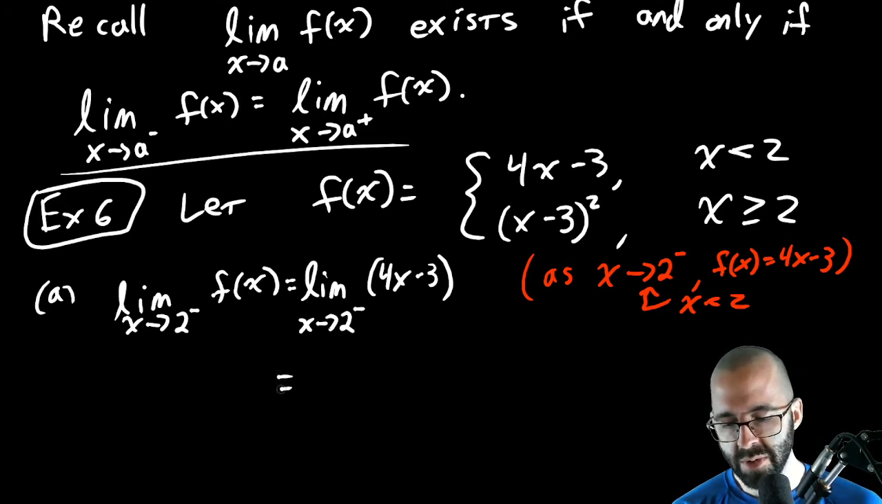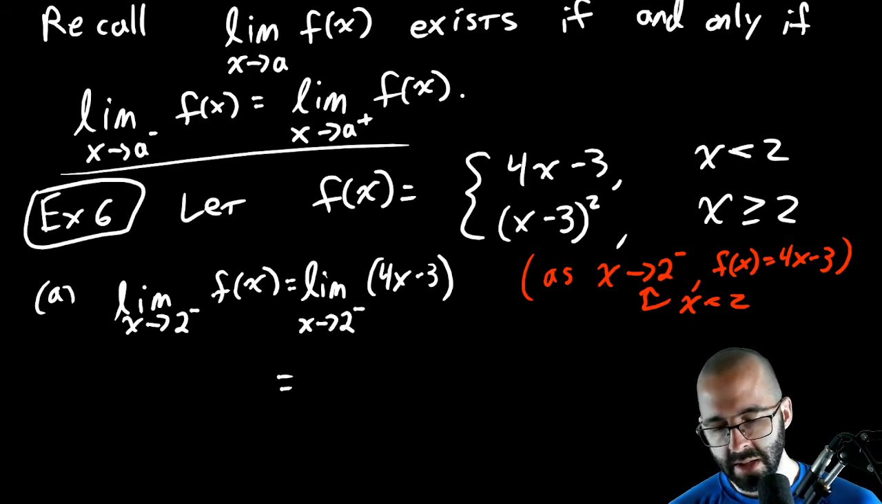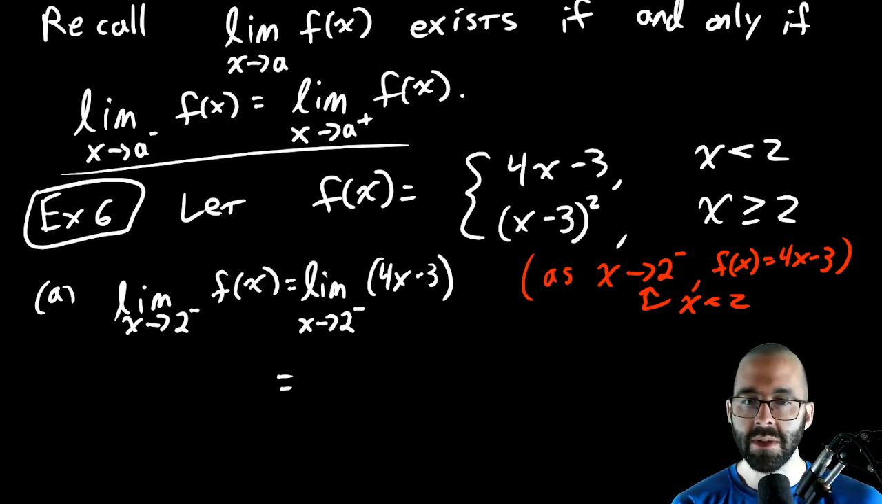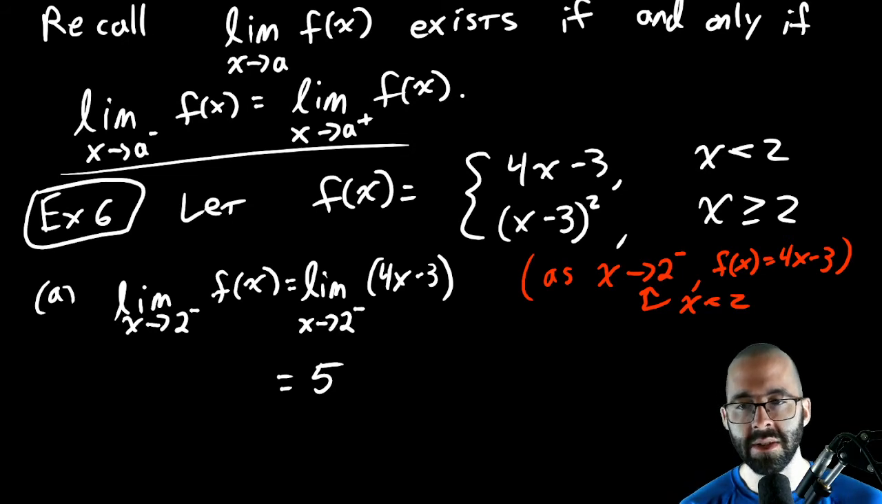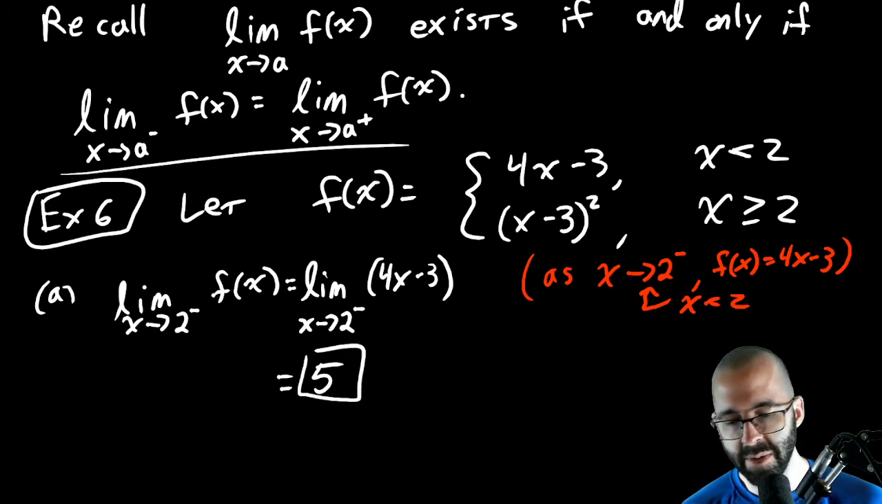That's how we work with piecewise functions and limits. All right, so this is a polynomial. Direct substitution works here. You can just plug it in. 4 times 2 is 8. 8 minus 3 is 5. That's the limit from the left.